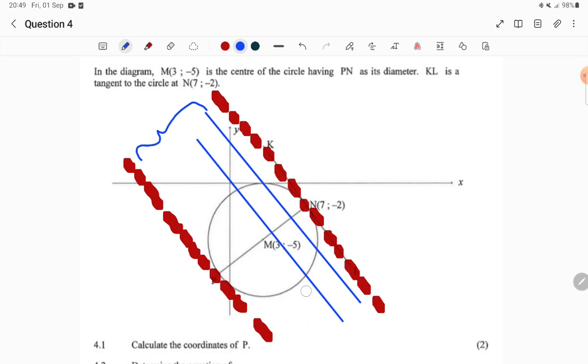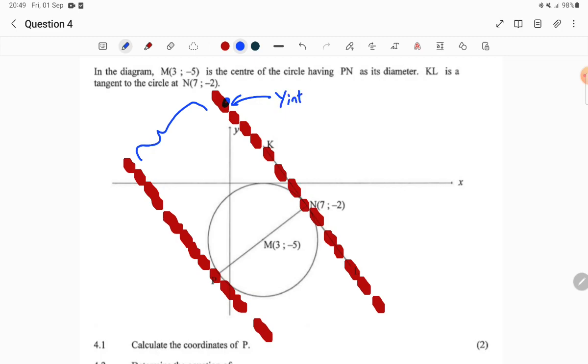So to be able to do that, we need to figure out our y-intercept at this point here. The y-intercept at this specific point here, we already know. This one here, we can actually figure out, because we have the point P, which is minus 1 and minus 8. So we can get that y-intercept here. We need these two y-intercepts to work this out.